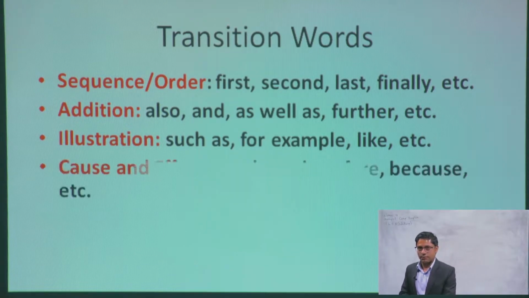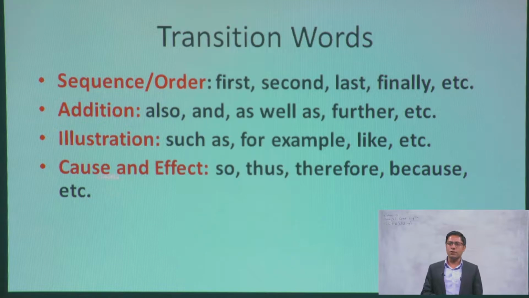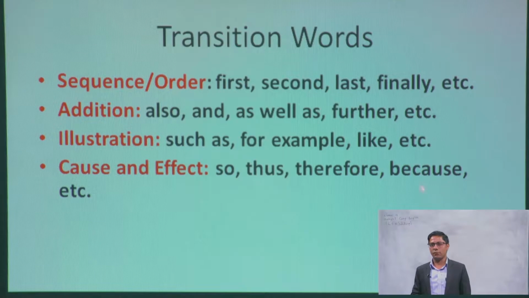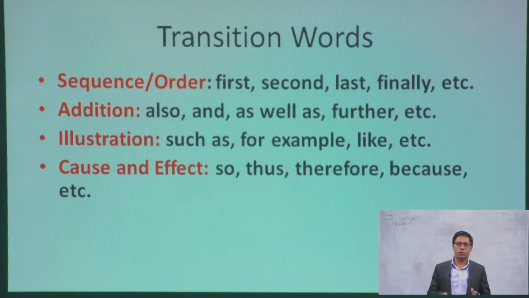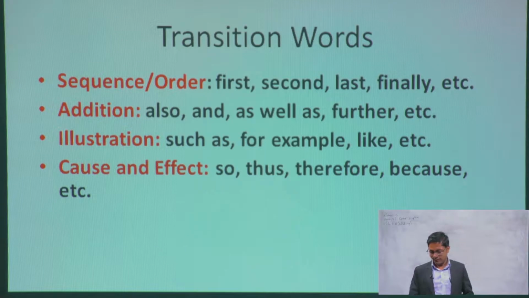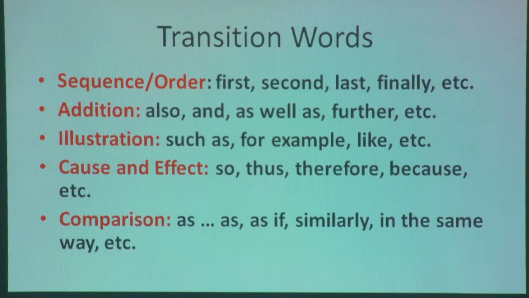Look at the next type. The next type was cause and effect. So, thus, therefore, because, etc. are used to show cause and effect. Similarly, the next was comparison. Do you remember how we used them to compare? I had given you the example also. So, see there, as, if, similarly, in the same way; such transition words are used to compare.